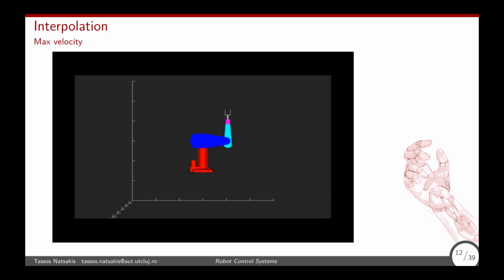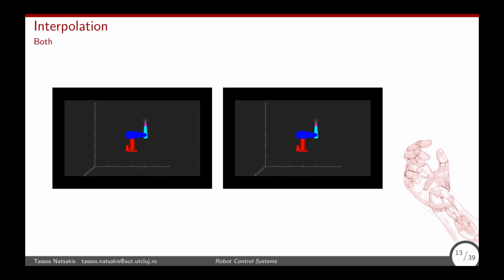Right. In the other case, we have one of the joints stopping first, because it has a shorter distance to travel. Now the second joint stopped, and now only the first one moves. I have them next to each other, so you can see the difference between the same velocity or the same duration of the two joints.